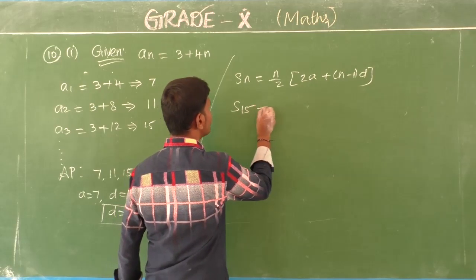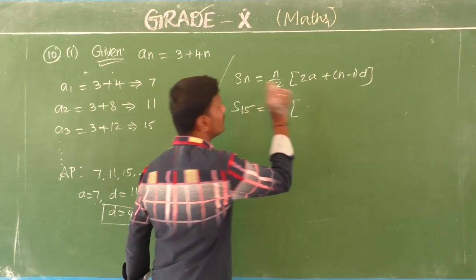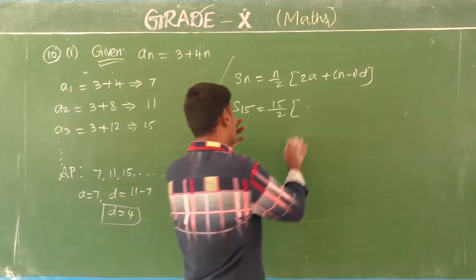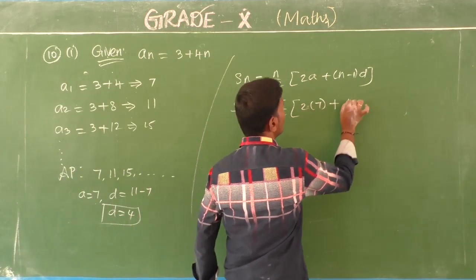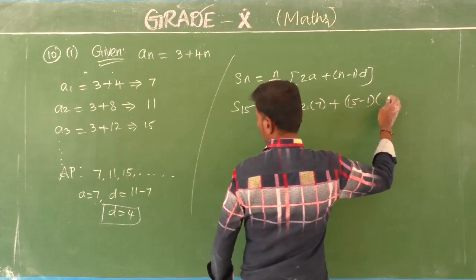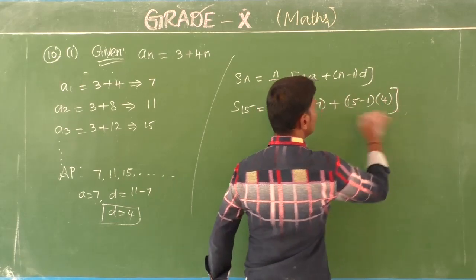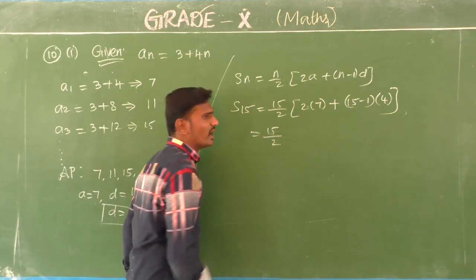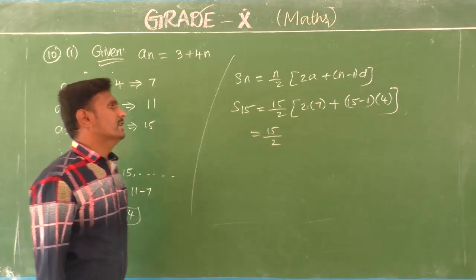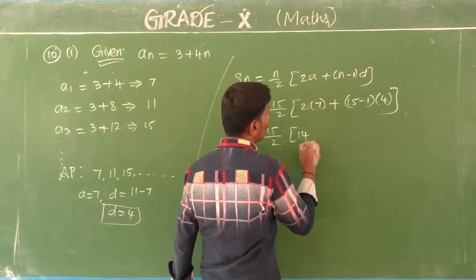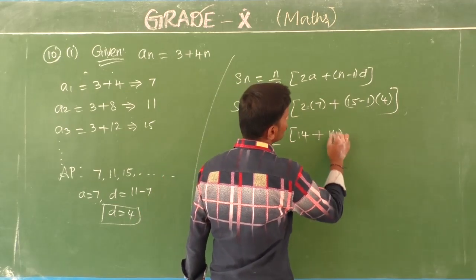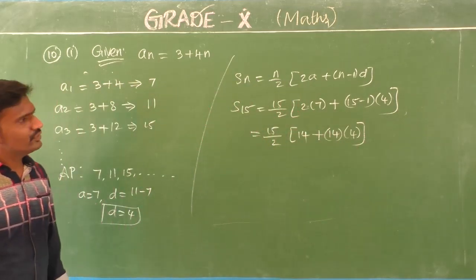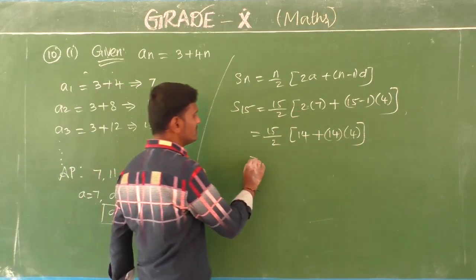S15 equal to 15 by 2 into 2a, where a is 7, so 2 into 7, plus 15 minus 1 into d, which is 4. We keep 15 by 2 without simplifying. Now 2 into 7 is 14, plus 15 minus 1, which is 14, into 4. Now you are going to simplify this.